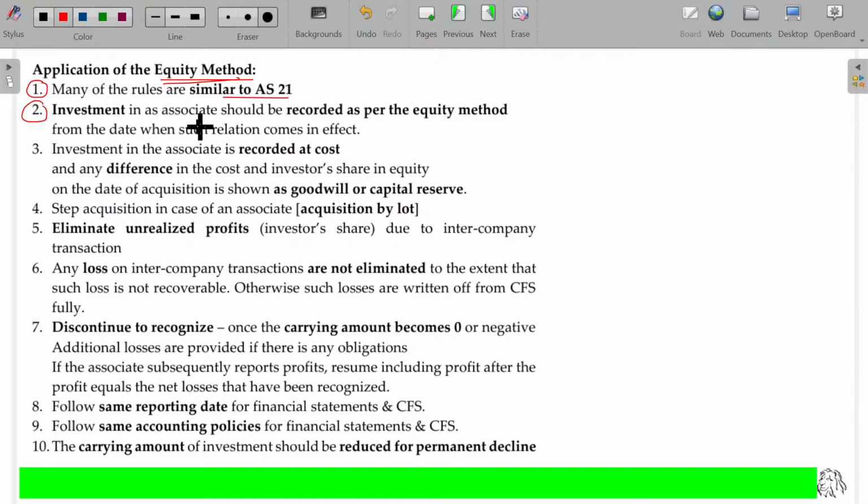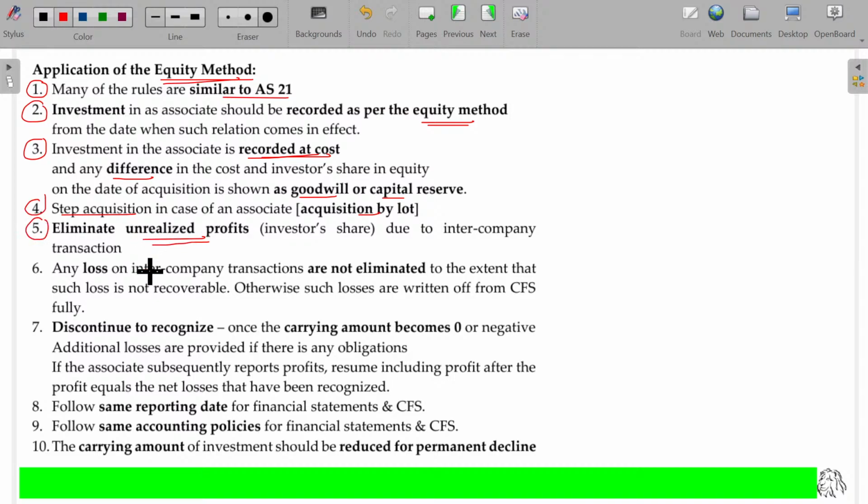Second, investment in associate is recorded as per the equity method. And third, usually investment in associate is recorded at cost. Difference will be either named as goodwill or capital reserve. In case of step acquisition, initially you purchased 4%, thereafter another 5%, thereafter another 10%. The moment the installment purchase crosses 20%, automatically the investing company becomes your associate. Is that okay? So you have to calculate only by the time of acquisition, lot by lot.